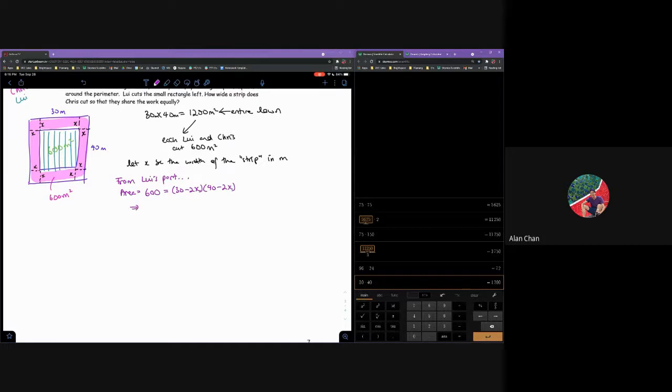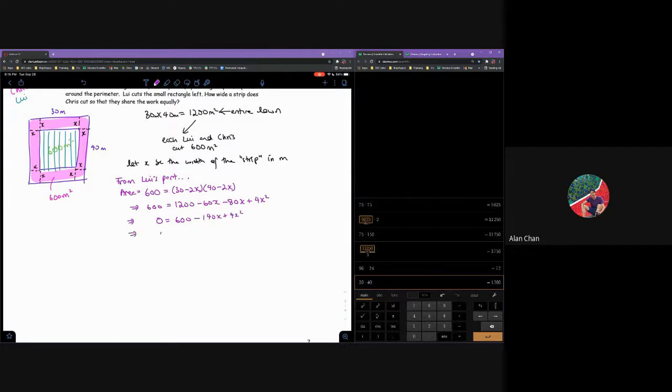So again, we know 600 is equal to, what's 30 times 40? I think I did that, 1200, right? Then 30 times 2x is minus 60x. Then 40 times 2x is minus 80x. And then I've got minus 2x times minus 2x is plus 4x squared. Then let's move that 600 to the other side. So 0 is equal to 600 minus 140x plus 4x squared.